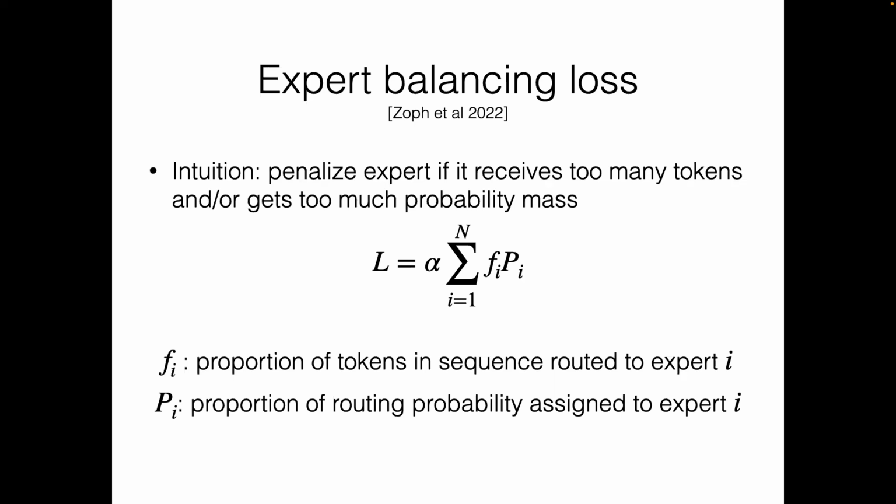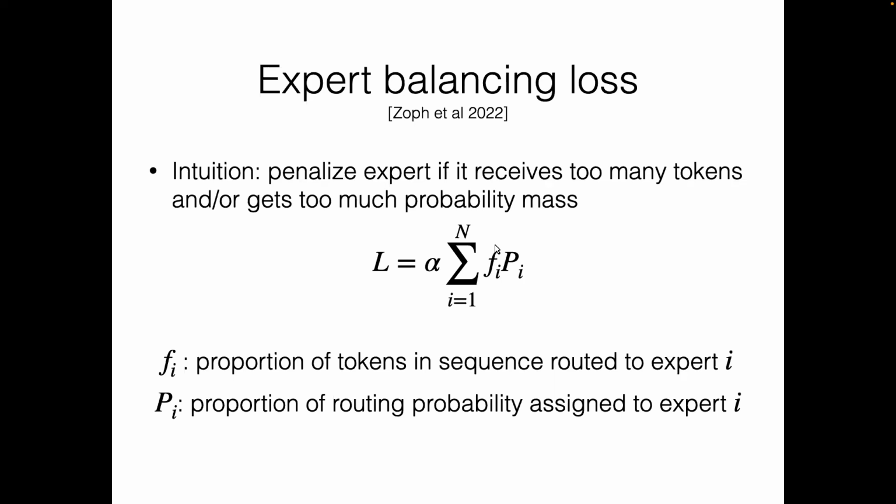The way they formulate it is maybe kind of simple, and again, you could probably think of other ways of formulating it. But here we have these two terms. This f_i is going to be the proportion of tokens in whatever your unit is. It could be a sequence, a batch, or a group of tokens. You're going to take those tokens and ask what proportion of them were routed to this expert?